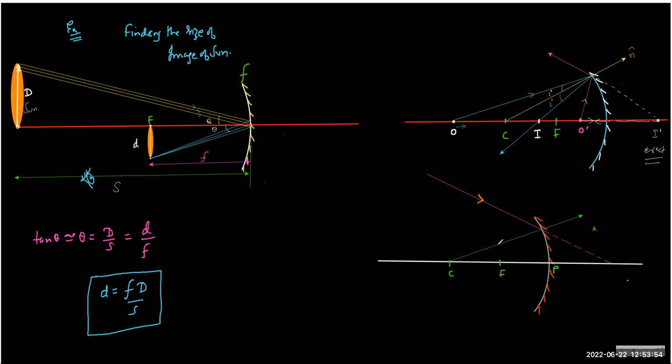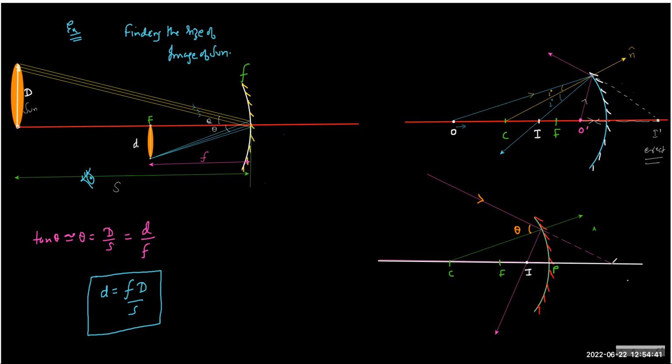After reflection, the light ray will come like this. If I choose one more symmetrically, or one light ray along the principal axis itself, these two will intersect at this point, you can see clearly. Now, is this image real or virtual? Real image. It means concave mirror.